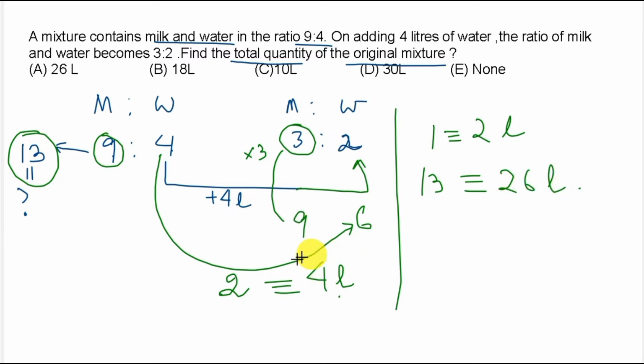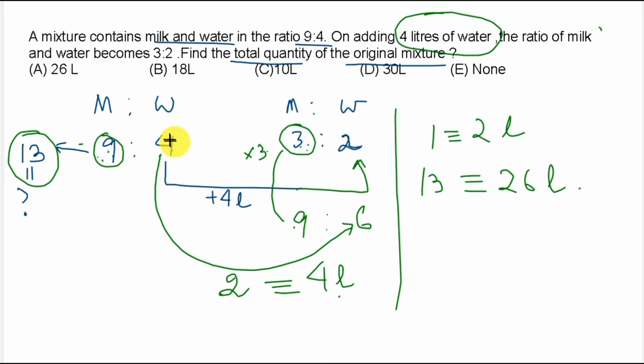Okay, this is how we have to solve the question. Let me remind you how the process goes. According to the question, we have added only water, so no change in the amount of milk. What is the amount here? 9. What is the amount here? 3. So the quantity of milk should be equal. So we have to multiply here by 3, so we make them equal, 9 and 9.